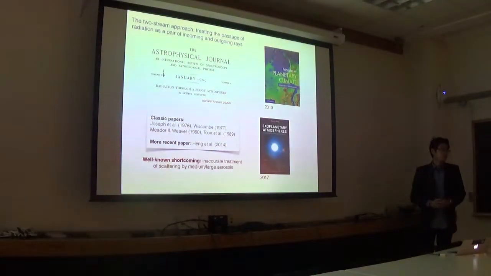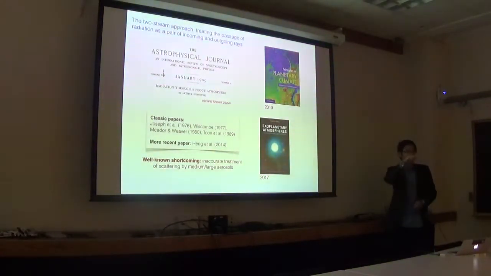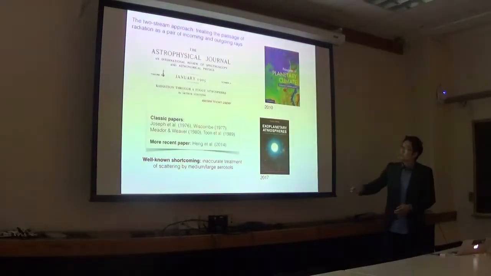The two-stream method works when the atmosphere is so thin that the vertical dimension of the atmosphere is much smaller than the horizontal dimensions. So you can pretend that the fluxes passing through the atmosphere go just up or down, roughly speaking. Mathematically, it's not quite true. And there have been a number of really nice papers on it. If you're interested in this topic, I encourage you to read these papers.